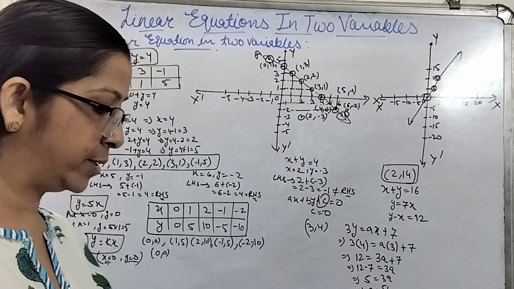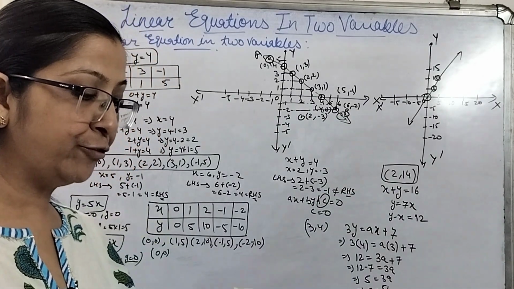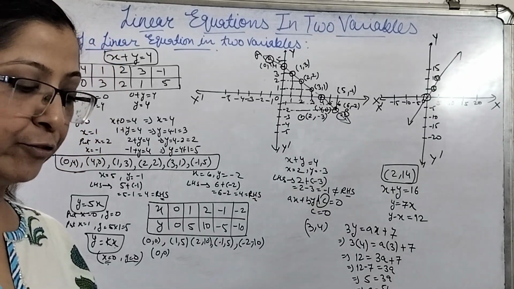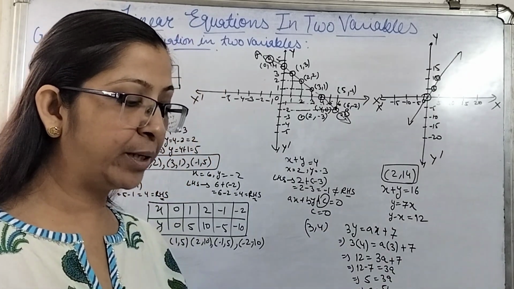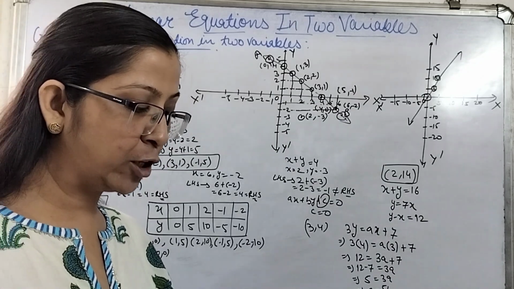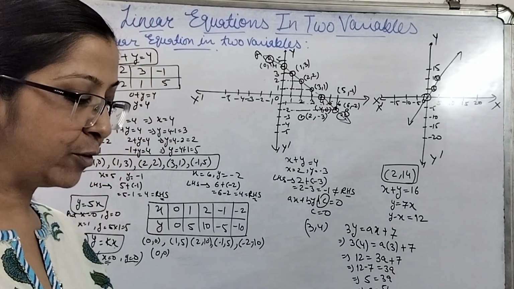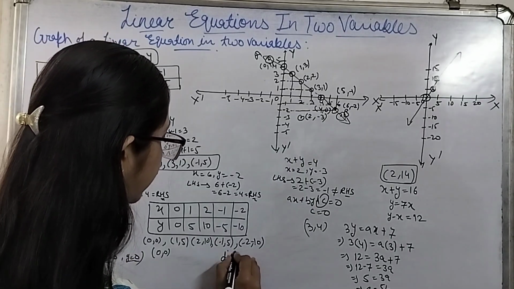Now the next question is, the taxi fare in a city is as follows. For the first kilometer, the fare is rupees 8, and for the subsequent distance, it is rupees 5 per kilometer. Then after the first kilometer, it is rupees 5 per kilometer. Taking the distance covered as x kilometer.